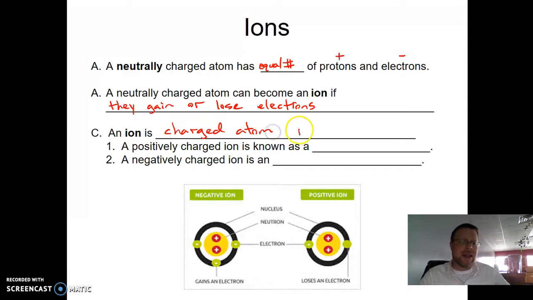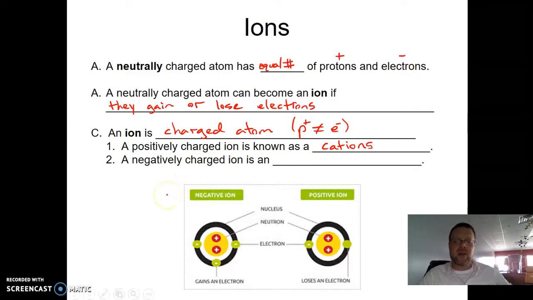And again, that's going to happen anytime the number of protons does not equal the number of electrons inside the atom. Now, there's a special word for positive ions. We call positive ions cations.